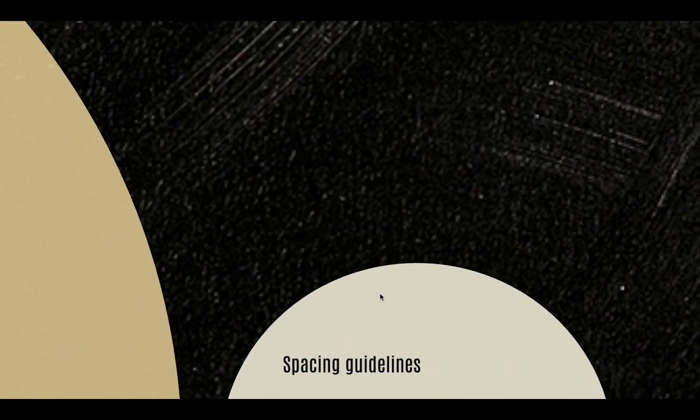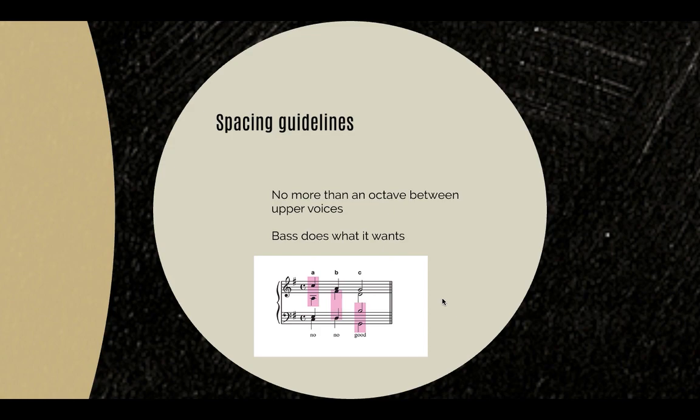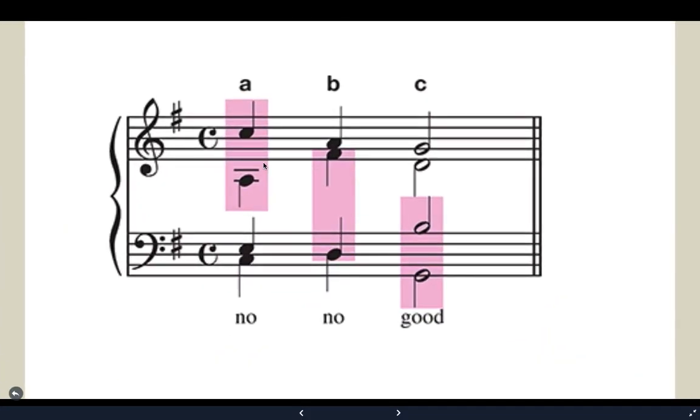So independence of voices is important, as well as spacing guidelines. Remember, we want no more than an octave between those upper voices, and the bass can kind of do whatever it needs to in order to fill out the chord structure that's required by the exercise. Here, no, we do not like this because there's more than an octave between that alto and soprano.